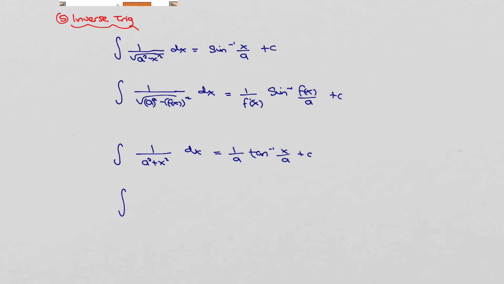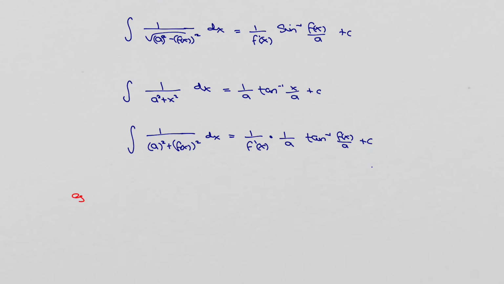Or if we had 1 over something squared, something in terms of x squared dx, then that would be 1 over the function differentiated times 1 over a times tan inverse of the function over a plus c.